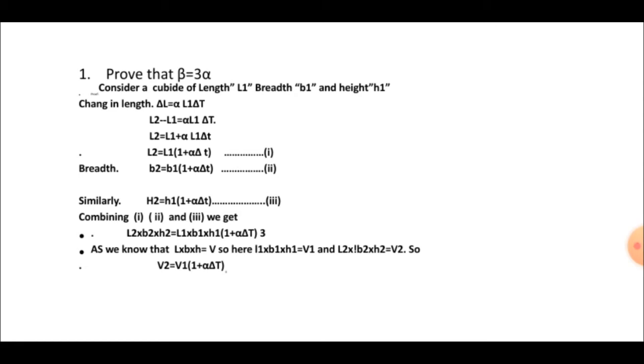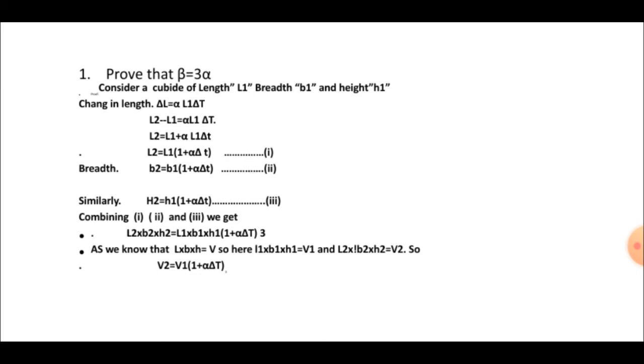Similarly, combining equations 1, 2 and 3, we get L2 multiplied by B2 multiplied by H2. This is the volume after the expansion in 3 dimensions in terms of length, breadth, height. L2 multiplied by B2 multiplied by H2 is equal to L1 multiplied by B1 multiplied by H1 into 1 plus alpha delta T whole cube.